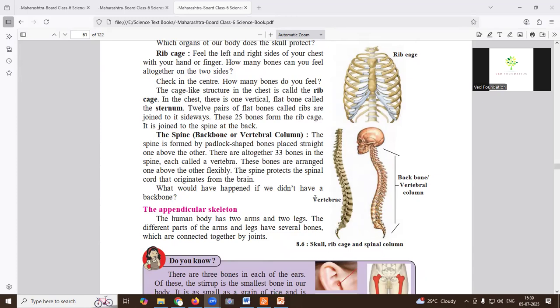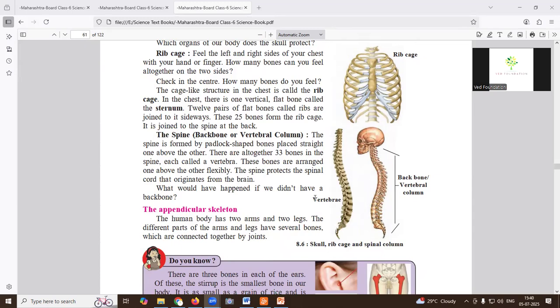Next, if we didn't have a backbone, there would be no flexibility or movement because the backbone allows us to bend, twist and move. Without the backbone, we would be stiff and unable to move properly.